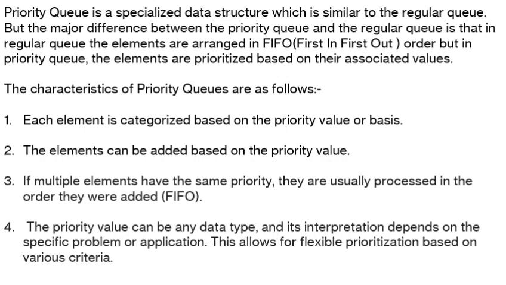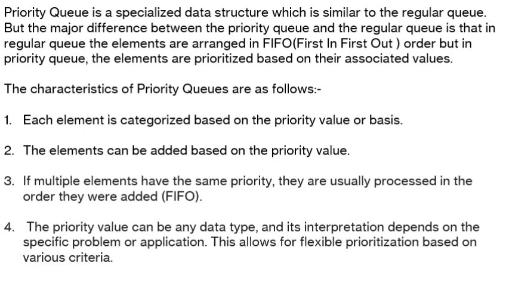Priority queue is a specialized data structure similar to a regular queue, but the major difference between the priority queue and the regular queue is that in the regular queue the elements are arranged in first in, first out order, but in a priority queue the elements are prioritized based on their associated values.